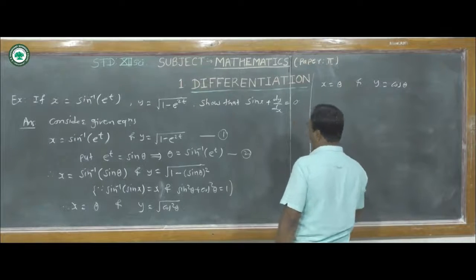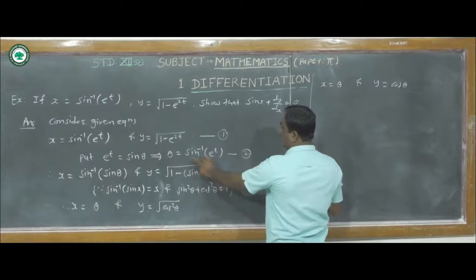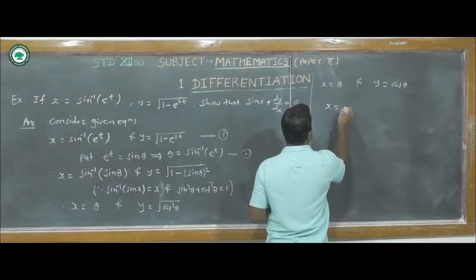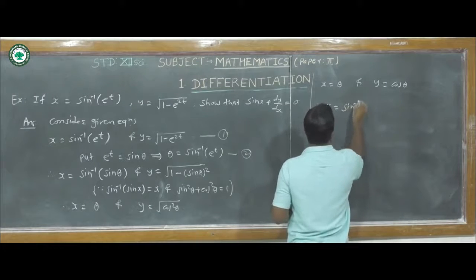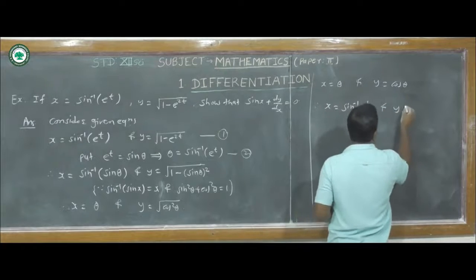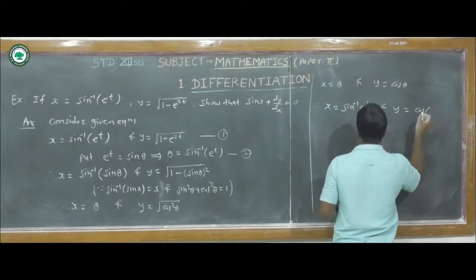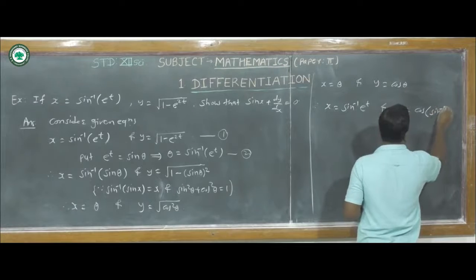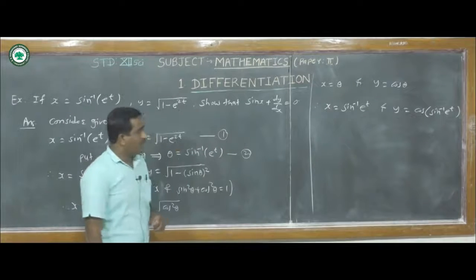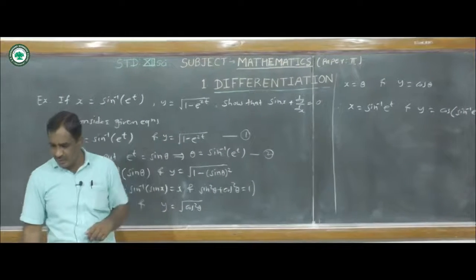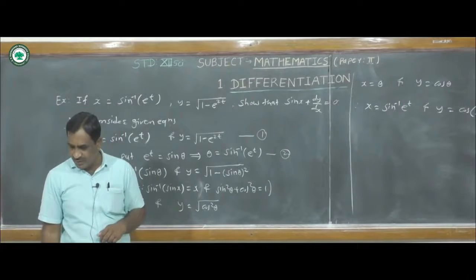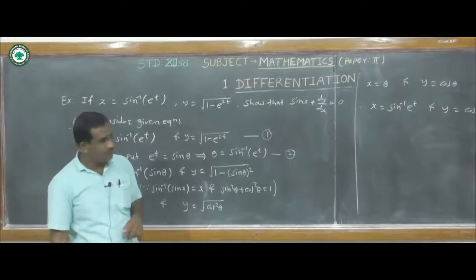Now put the value of theta here from equation second. Theta equal to sin inverse of e raised to t. Therefore x equal to sin inverse of e raised to t, and y is equal to cos of sin inverse of e raised to t. Okay. Now we can take the derivative here. Differentiate with respect to t.